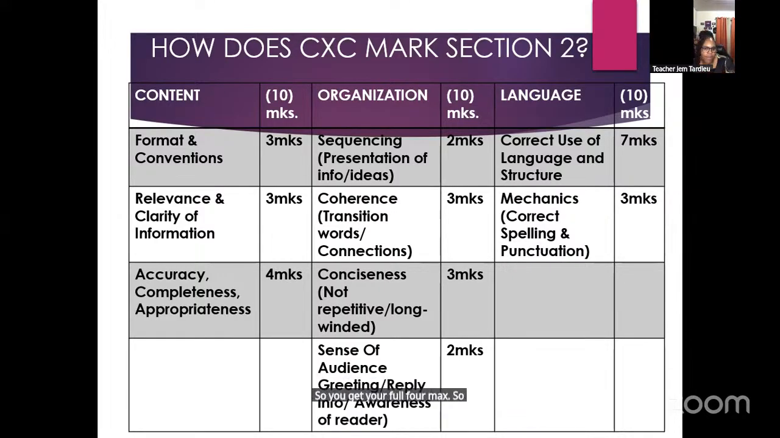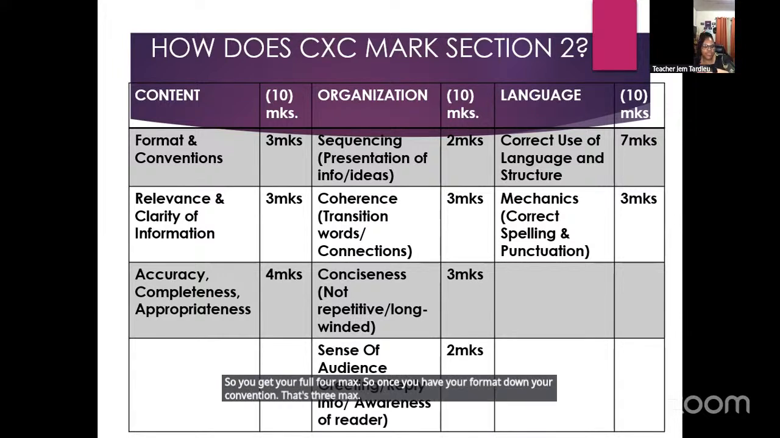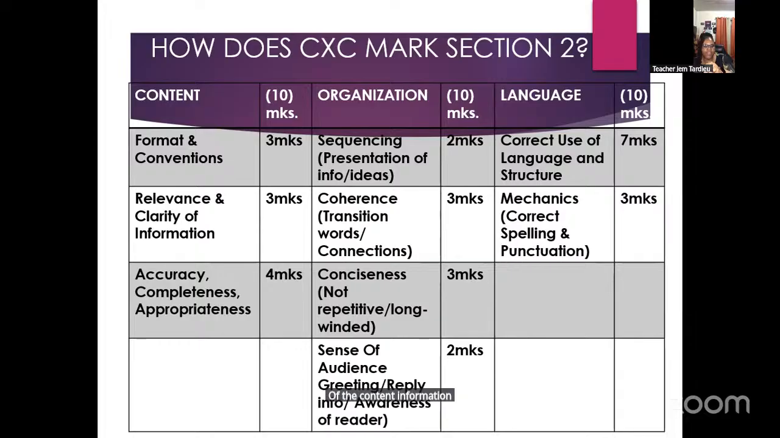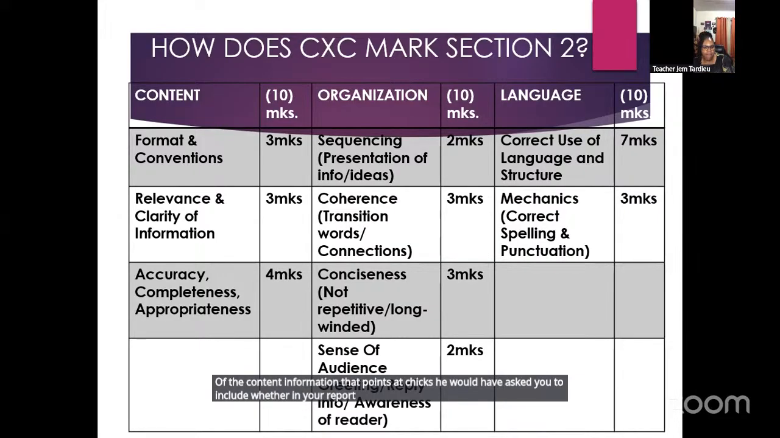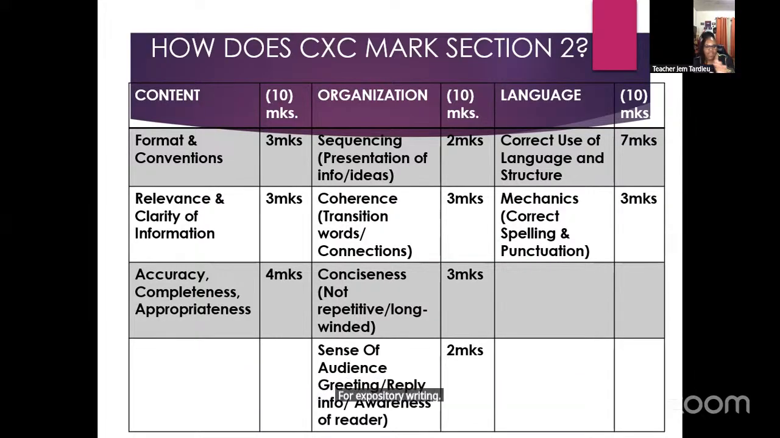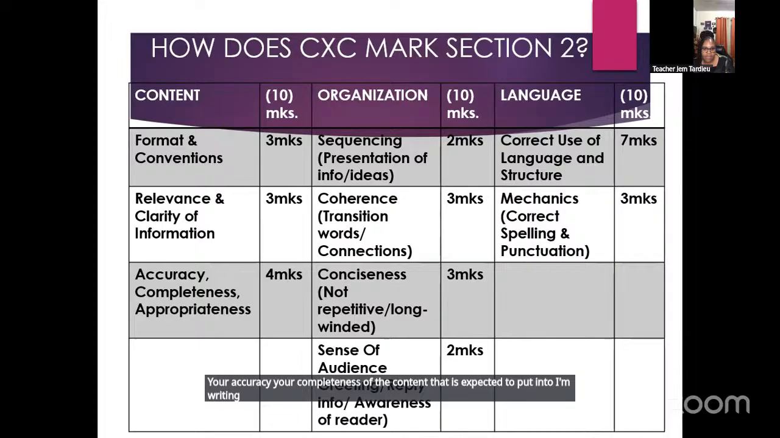So once you have your format down, your convention, that's 3 marks. The information that you pulled out of the prompt, relevant. When you write it, it's clear, 3 marks. Accuracy of the content information, the points that CXC would have asked you to include, whether in your report, memo, it goes across the board for expository writing. Notice, statistical report, emails, any of them. Your accuracy, your completeness of the content that is expected to go into the writing, 4 marks.